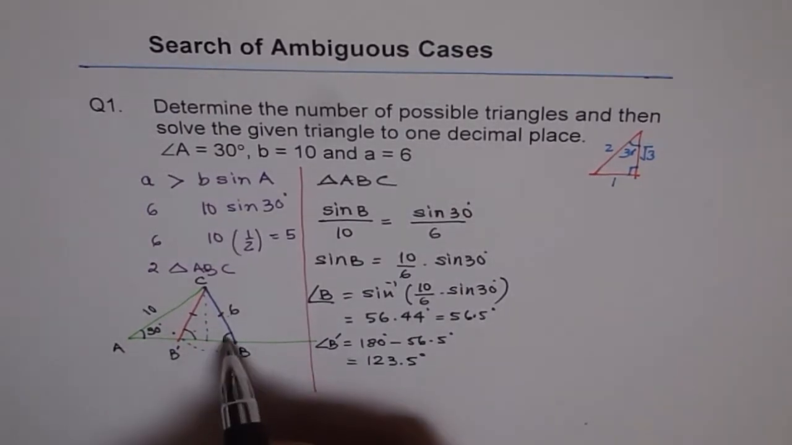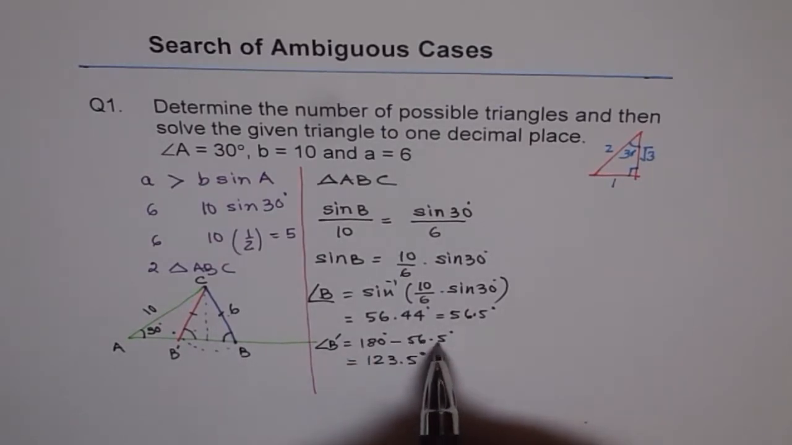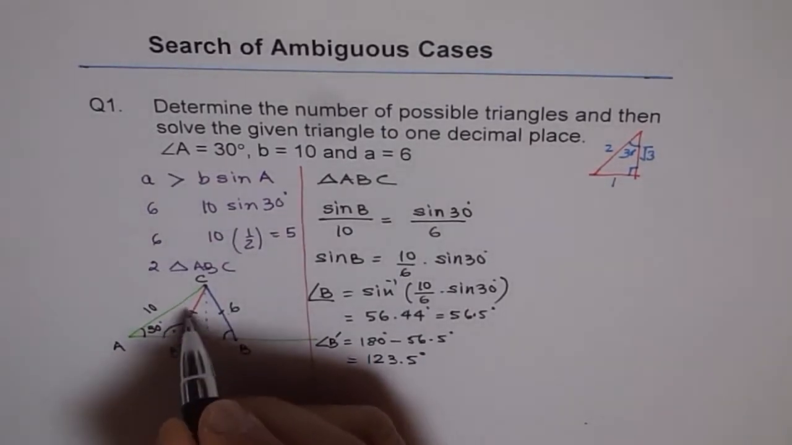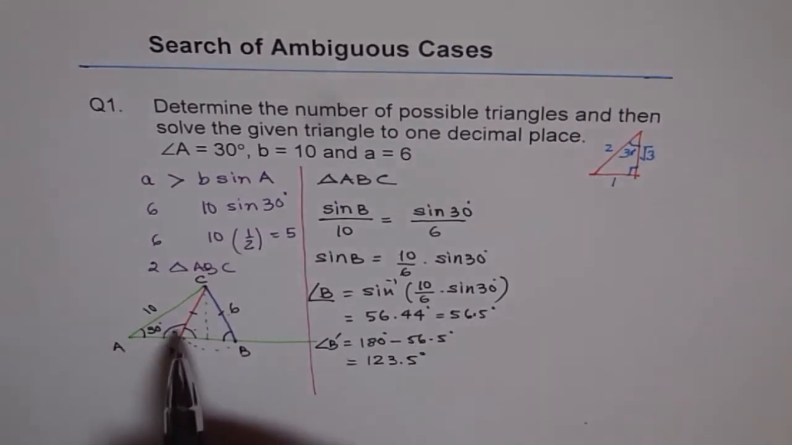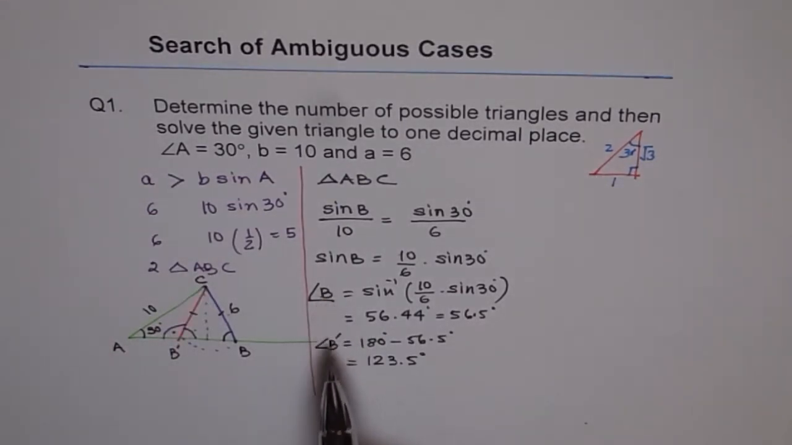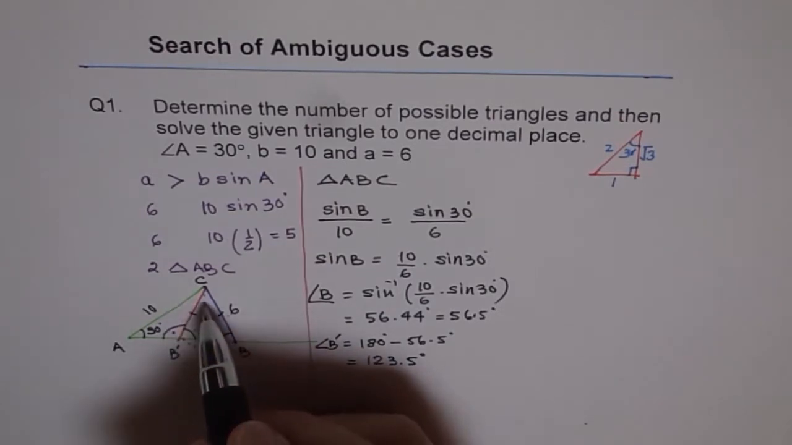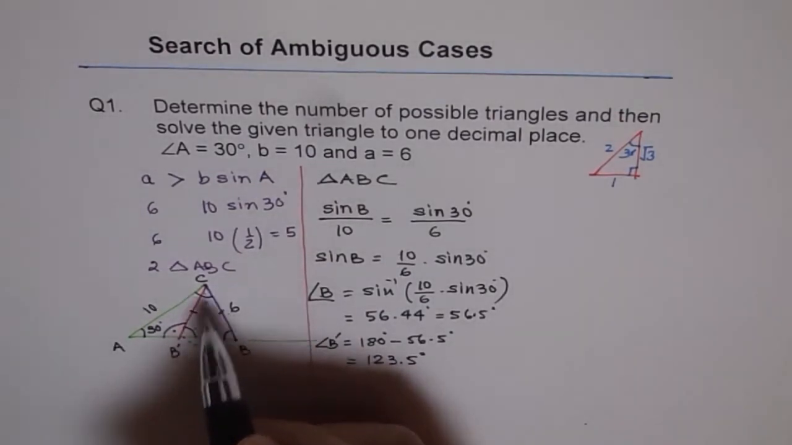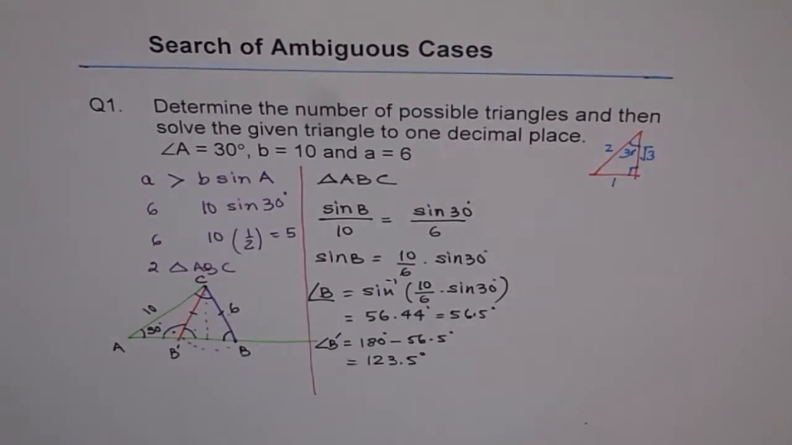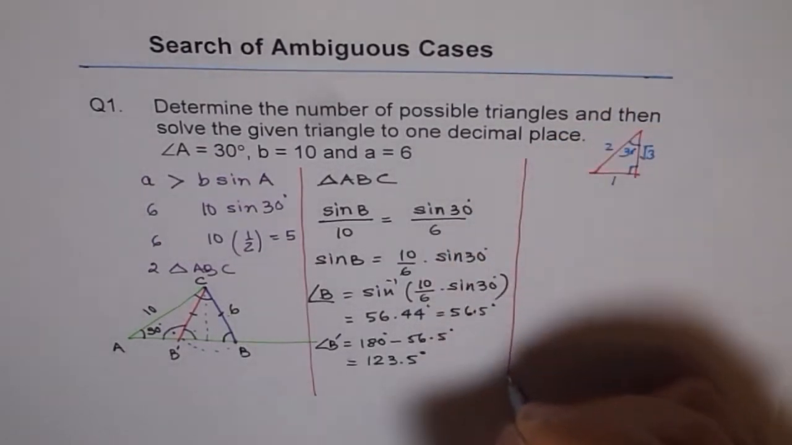One is this acute angle, which is 56.5. The other one is this one, right? For the triangle AB dash C, correct? So we found both the angles. Once you find angle B and B dash, you can find angle C. The big angle C will be this much, correct? And so let's try to solve both the triangles.